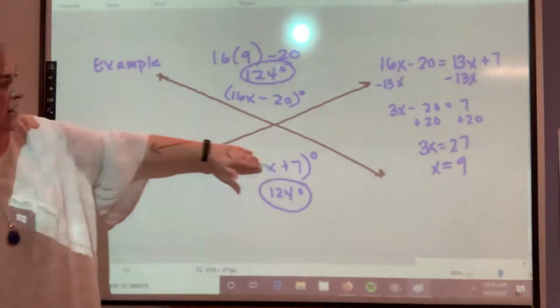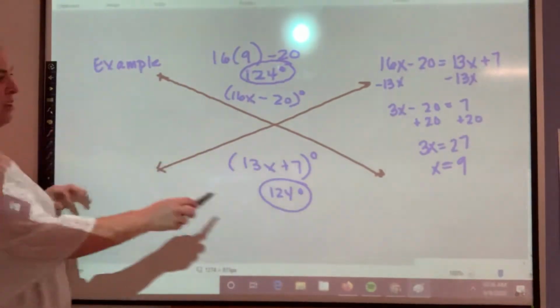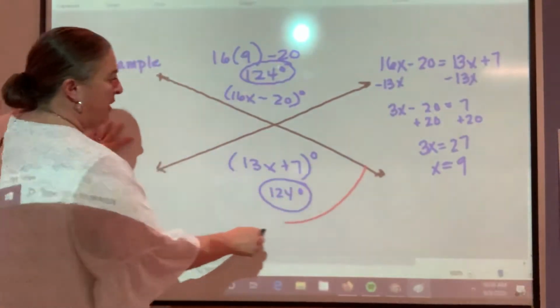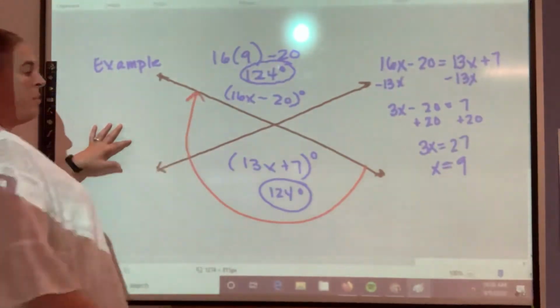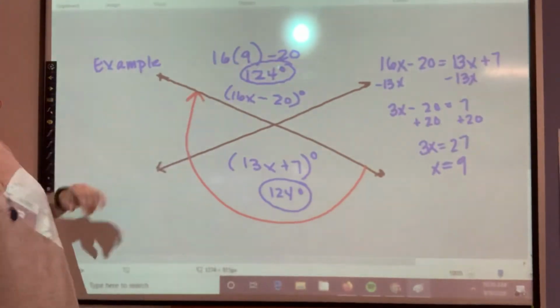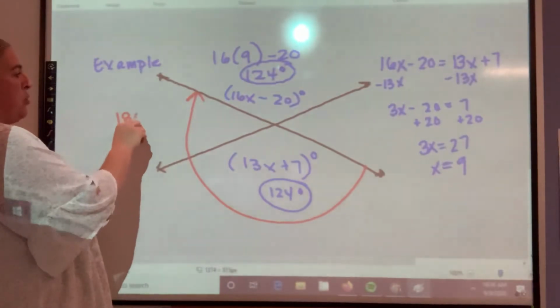Okay, so this angle right here and this angle right here, if you look at them really closely, when you add them together, what do they make up? 180. Yeah, they make a straight line. So you do 180 minus 124. You got it. So what is 180 minus 124?